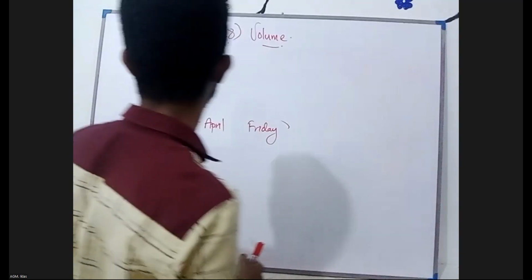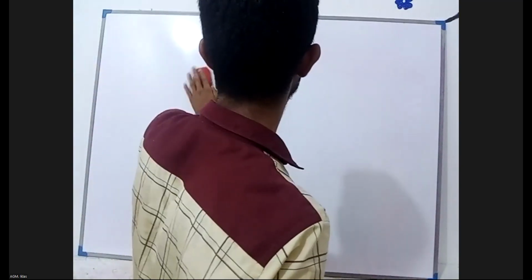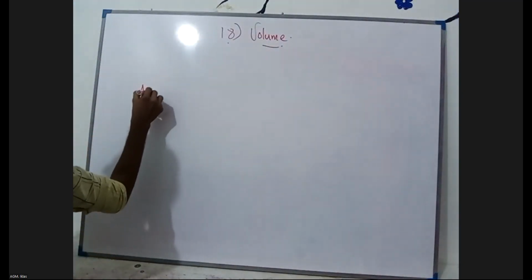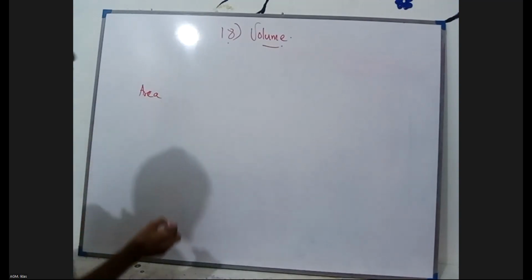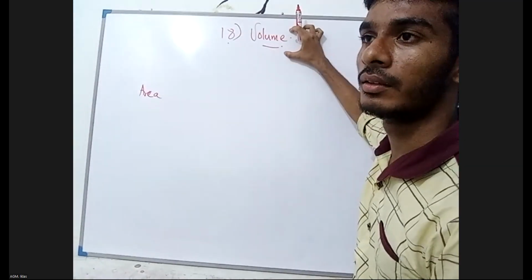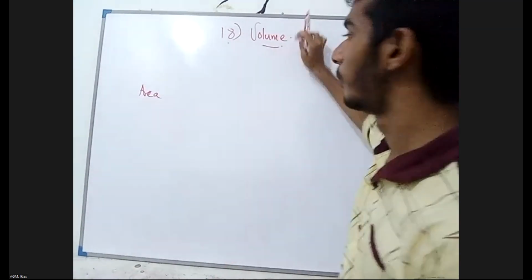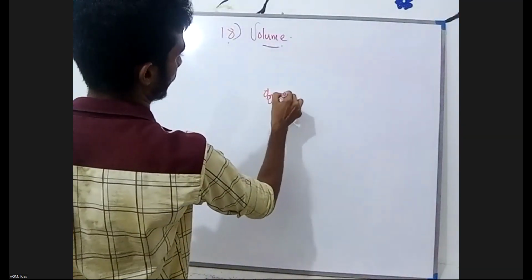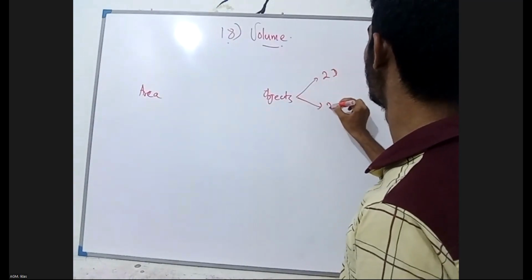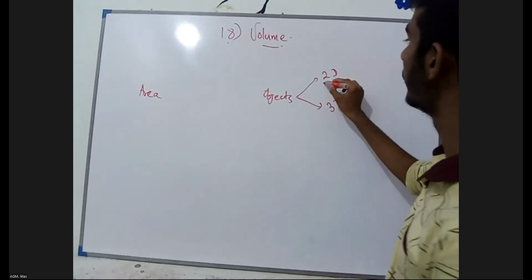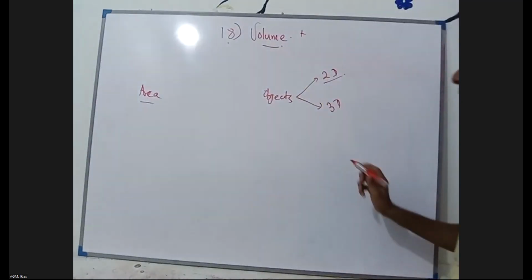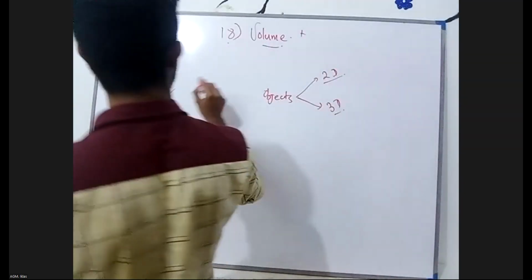Before I teach you volume, let me explain something that we have studied before. We have studied area. And this area and volume are supposed to be applied for objects. We have 3D objects and 2D objects. For 2D objects, we can find area, but we can't find volume. But for 3D objects, we can find area and volume.